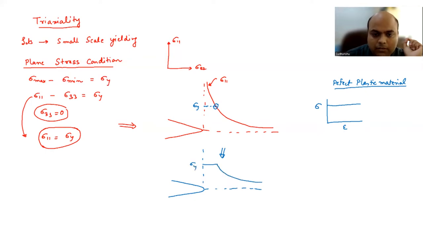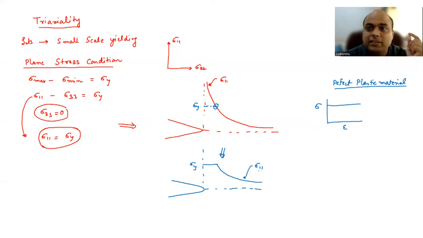Okay. So the variation of sigma 11 due to a small scale yielding in front of the crack tip varies like this: you have sigma y, it becomes constant up to a certain distance, and then it goes down. This is happening because there is small scale yielding and the Tresca criterion is valid. And we are also assuming a perfectly plastic material.